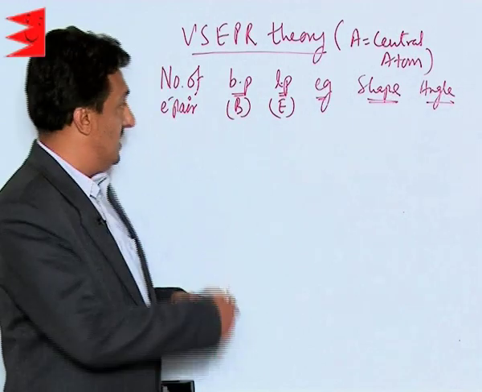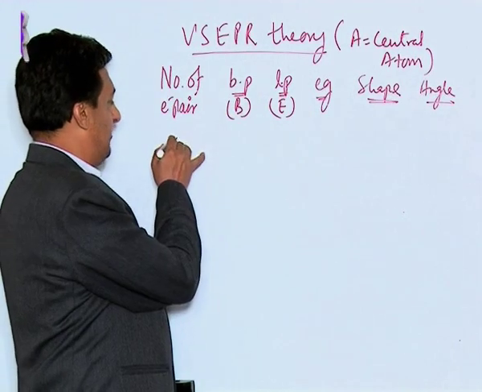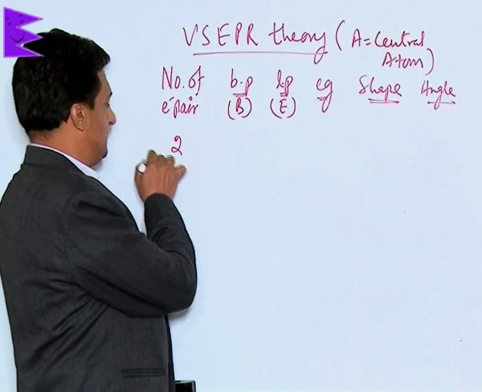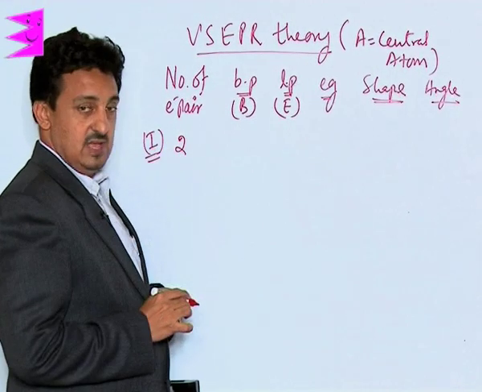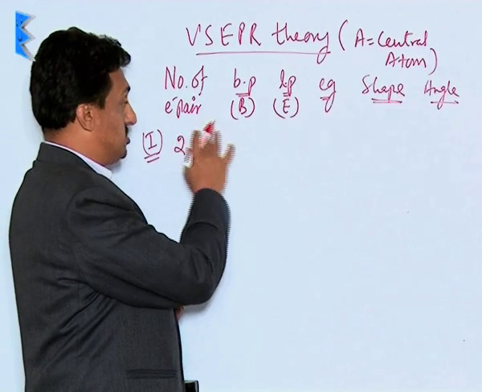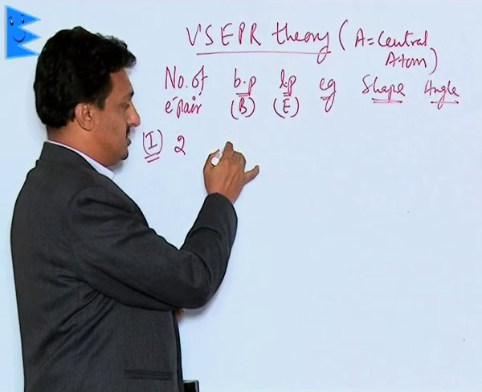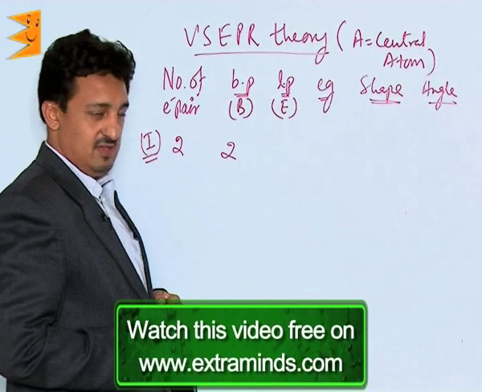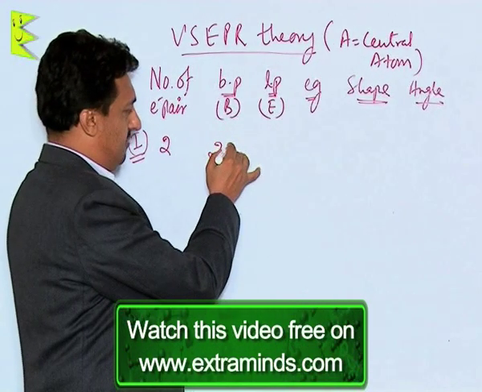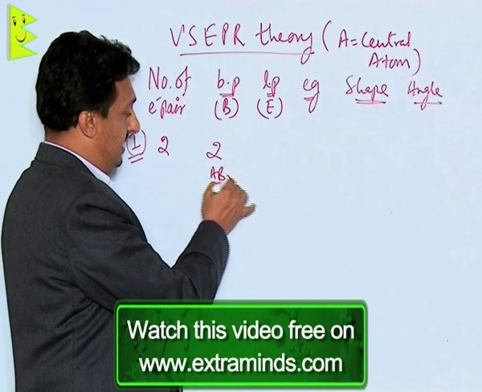So let us start with the number of electron pairs being 2. So this is the first case we have. And let us take an example in which both the pairs will be bonded pairs. So it will be 2 here. We can say this type of molecule is AB2 type.